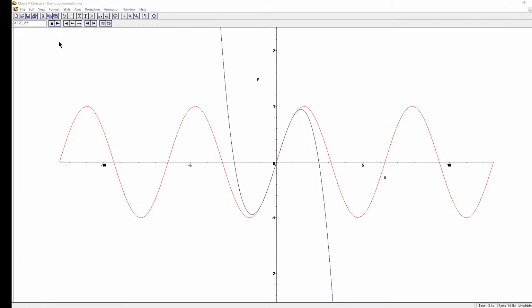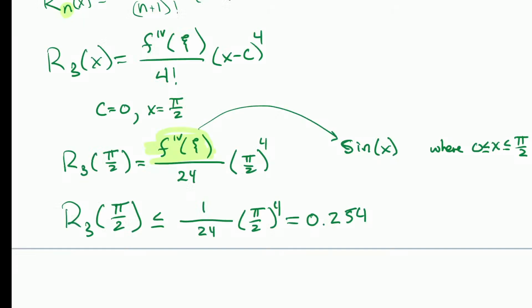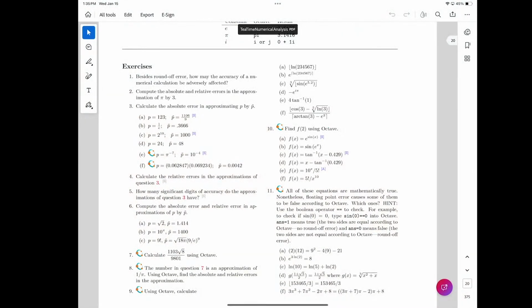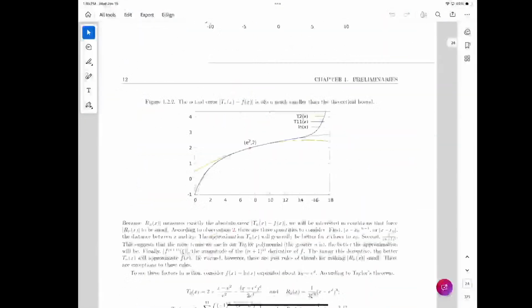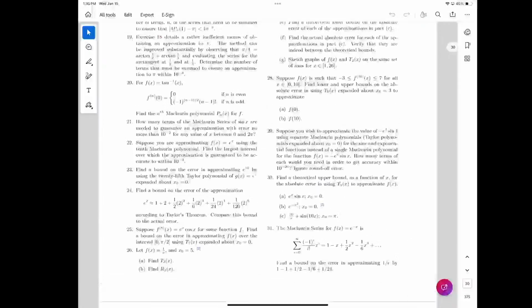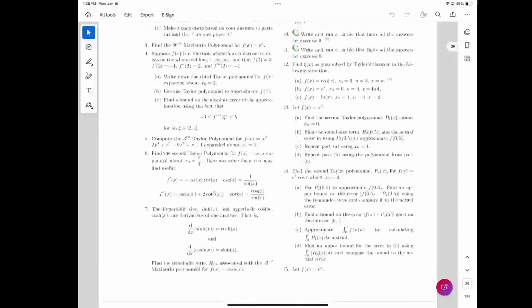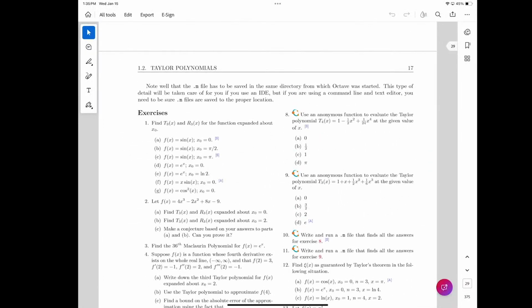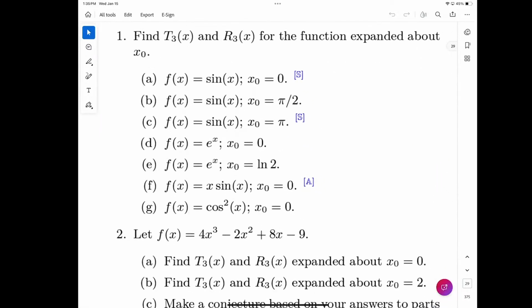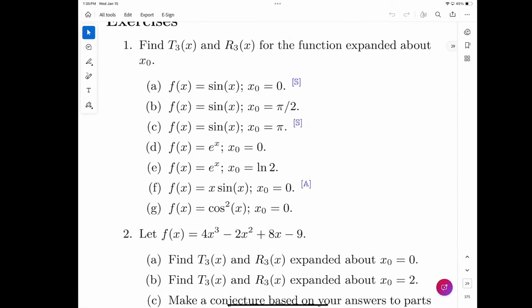Okay, let's take a look at one of the book problems just so that we can get a feel for how these work. Let's go to the end of this section. Here we go. Just so you get used to the language, notice that this is saying find T sub 3 of x and R sub 3 of x for each of these functions. So let's skip down to letter F, or better yet, letter G. Yeah, G looks more interesting.